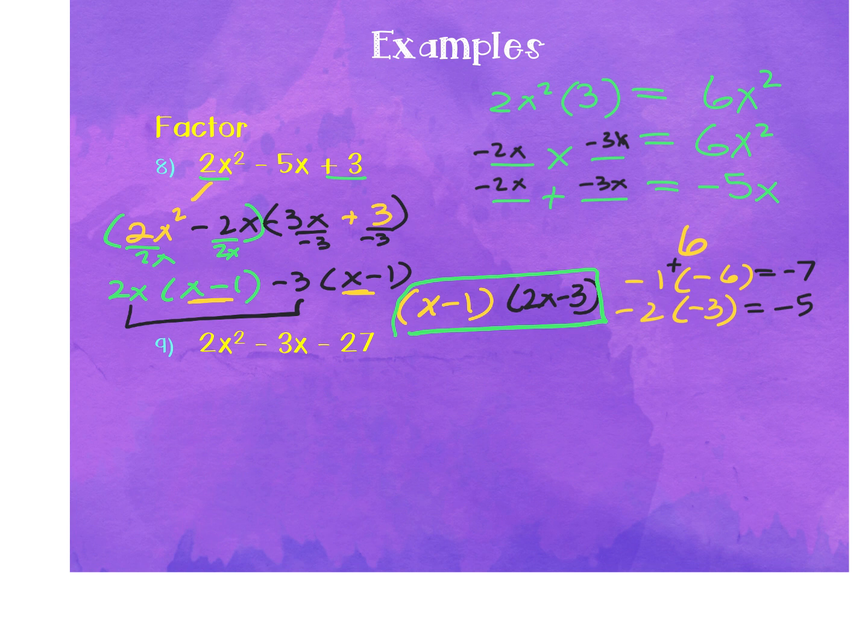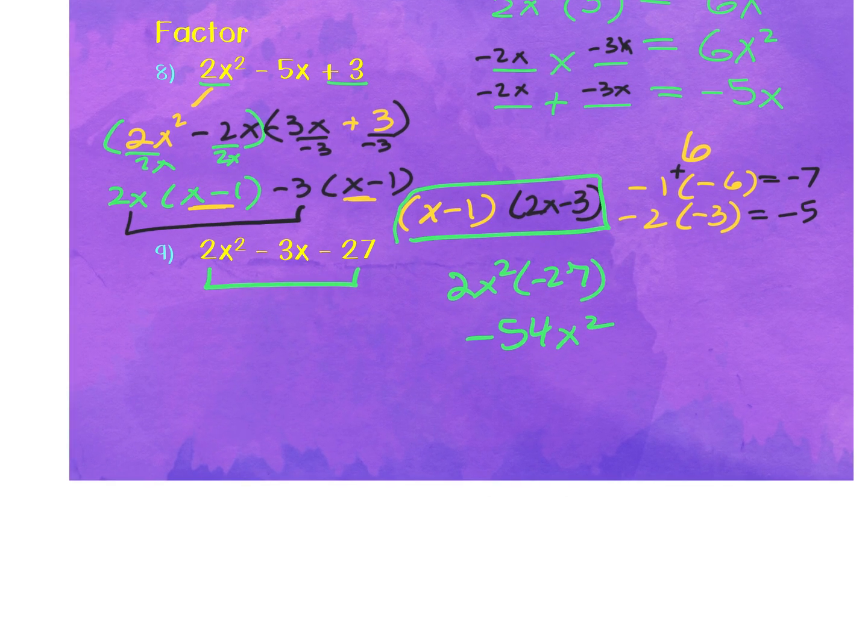Let's try the next one. I'm multiplying 2x squared times negative 27. So once I do that, I get negative 54x squared. So I'm looking for two numbers that will multiply to give me negative 54x squared, but who will add to give me negative 3x. So that product there is negative. So this tells me my signs are different, and the bigger factor gets the sign in the middle. So my bigger factor will be negative.